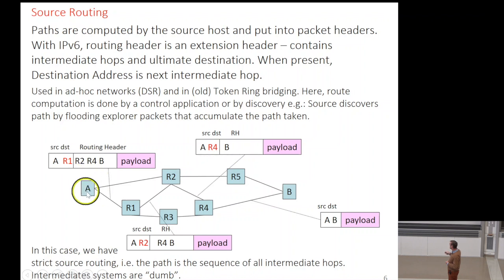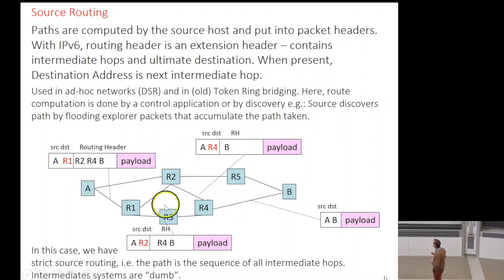So when A sends this packet, the destination address is R1. It's not the true destination address, but if there are intermediate systems that are able to forward the packet, they will send it to R1. Now, R1 sees that there is a routing header, so it knows perhaps the packet is not really for me. I have to check what the routing header is. It will see R2. R1 will process the header, remove R1, replace it by R2, update the routing header, and the packet will go to R2. R4 will do the same.